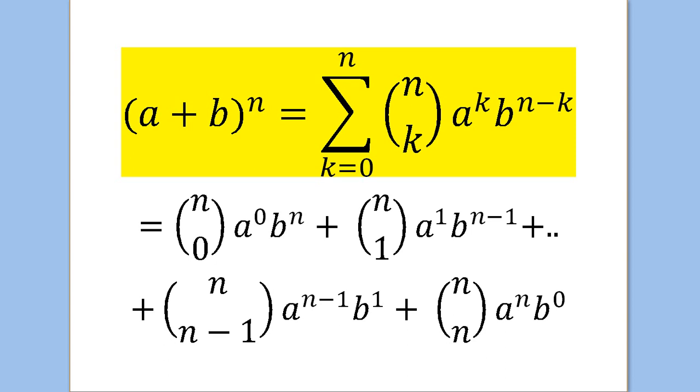And before I proceed further, just a couple of little things to note here. n choose 0, we discovered that earlier, is 1, and n choose n is 1. With the first term and the last term there.